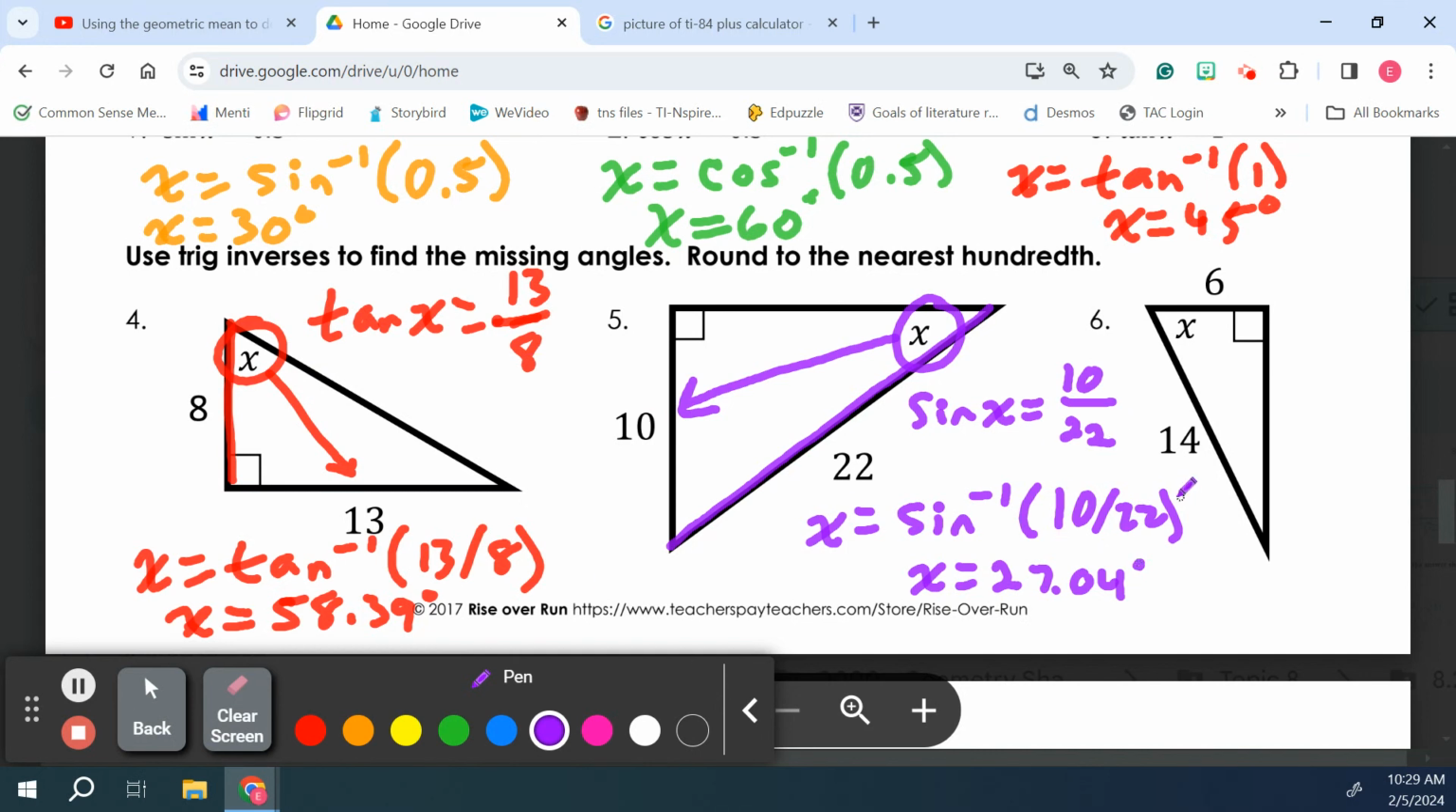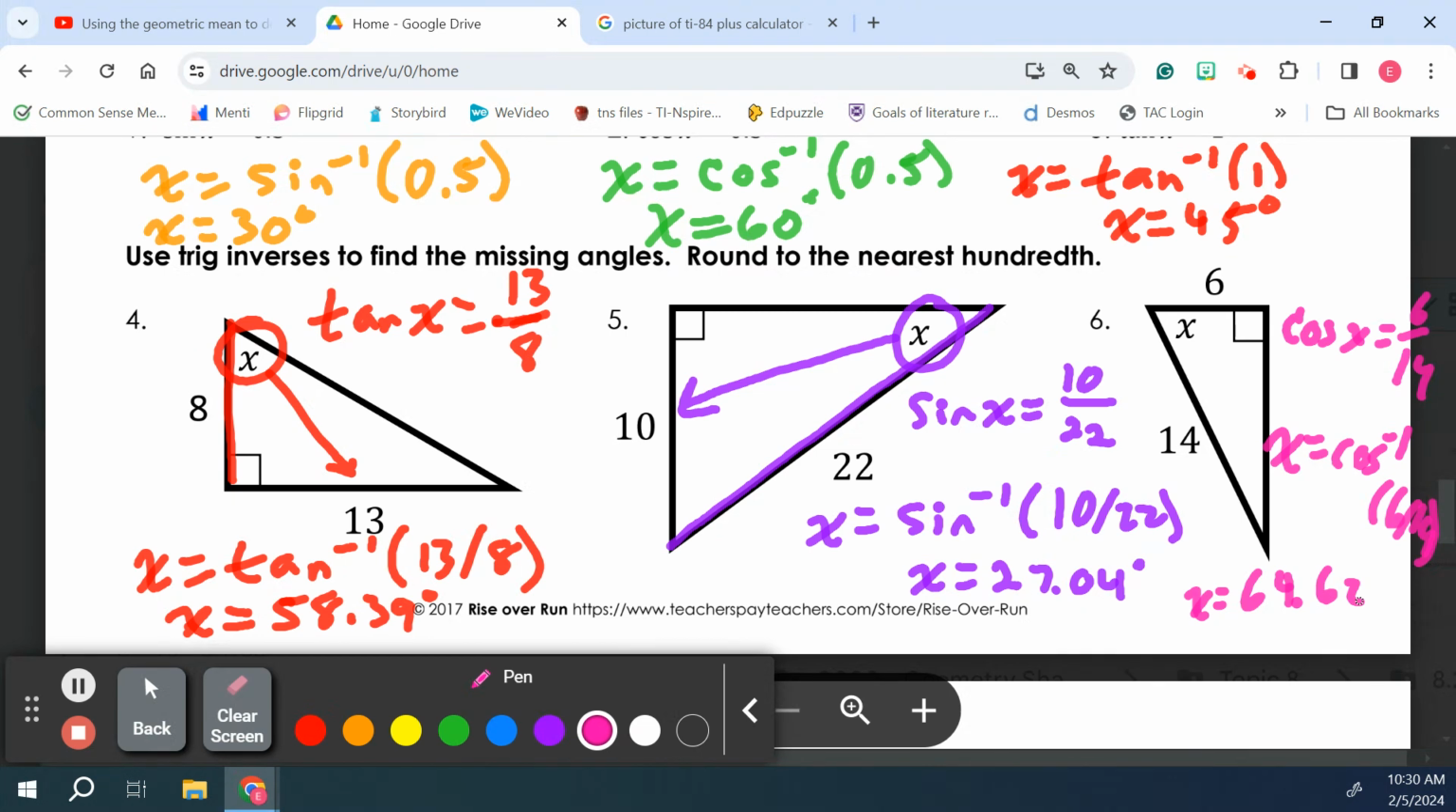Okay, so if you take a look here, you needed to use the cosine of x equals 6 over 14. So x is equal to the cosine inverse of 6 over 14, which leaves you with about 64.62. And that is it. Your homework's on Delta Math.